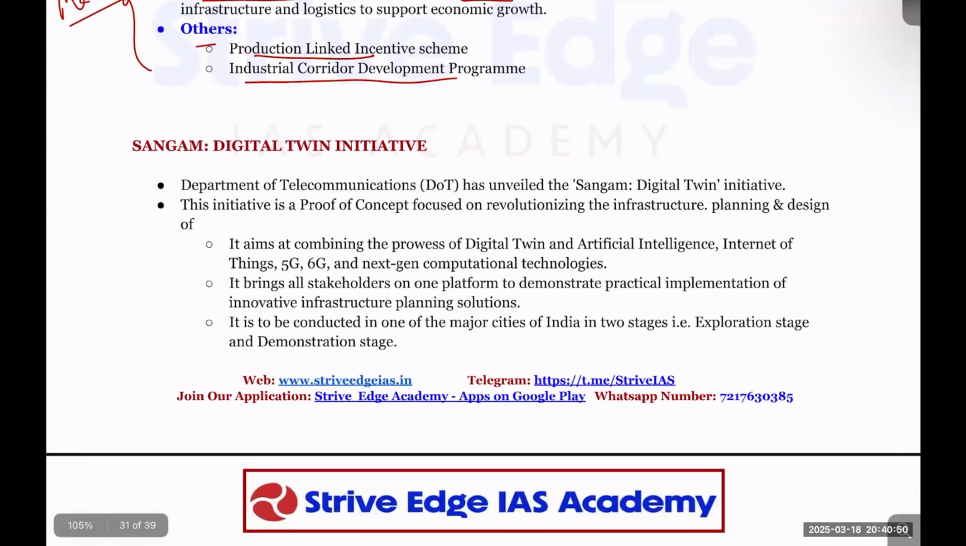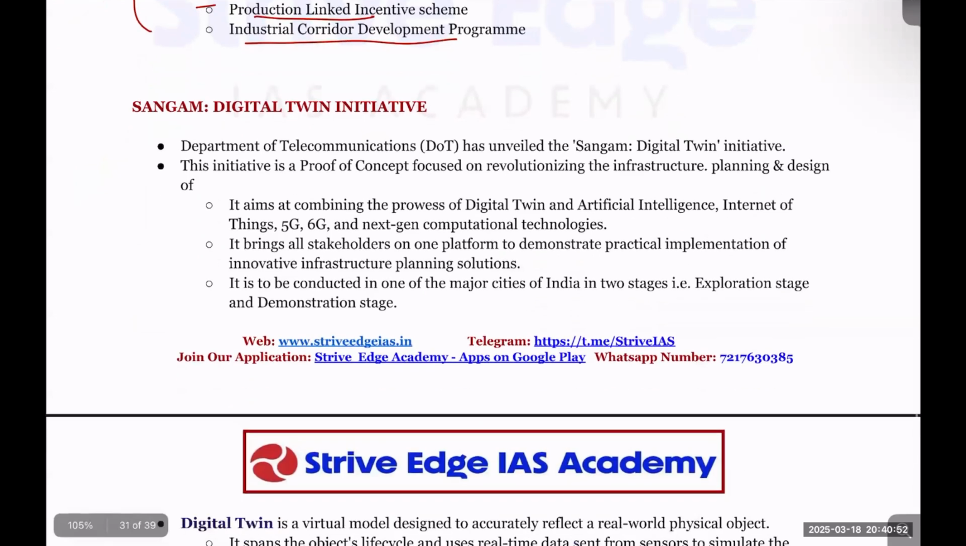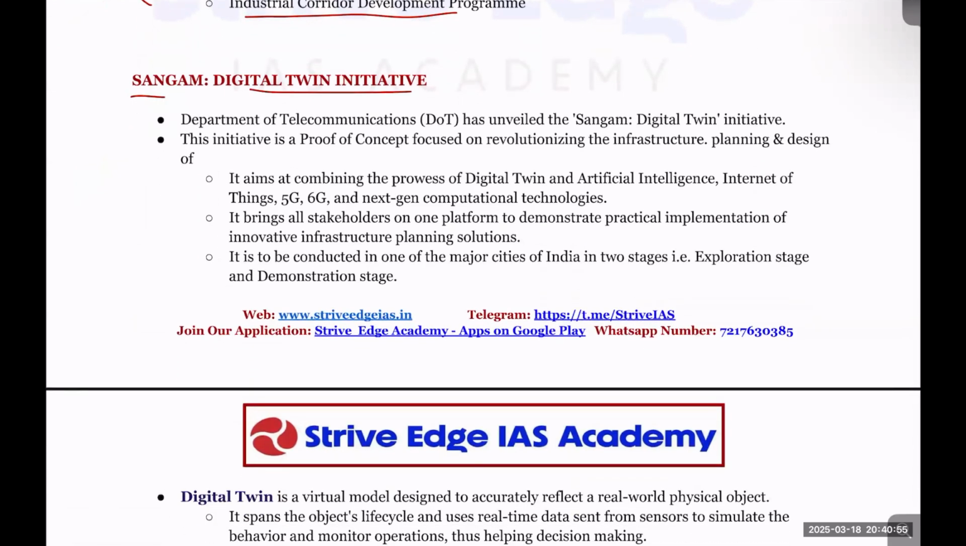Now, next is the Sangam Digital Twin Initiative. What is this initiative? It is an initiative of the Department of Telecom, which has unveiled the Sangam Digital Twin Initiative. The initiative is a proof of concept focusing on revolutionizing infrastructure planning and designing, and it is combining the progress of digital twin and artificial intelligence, Internet of Things, 5G, 6G, and next generation computing.